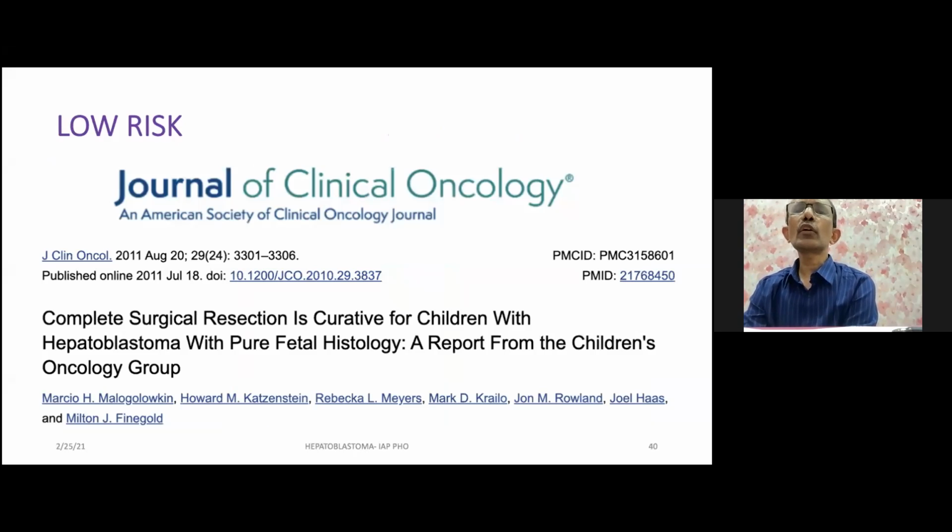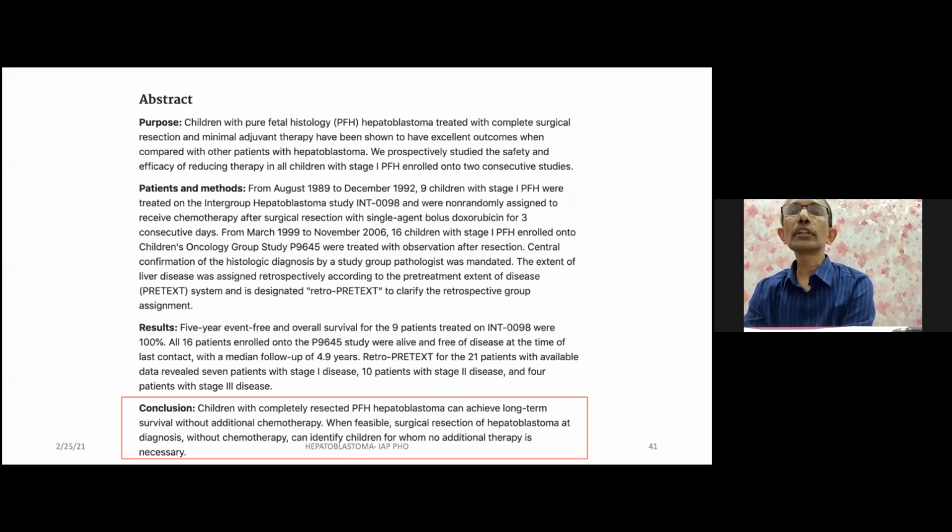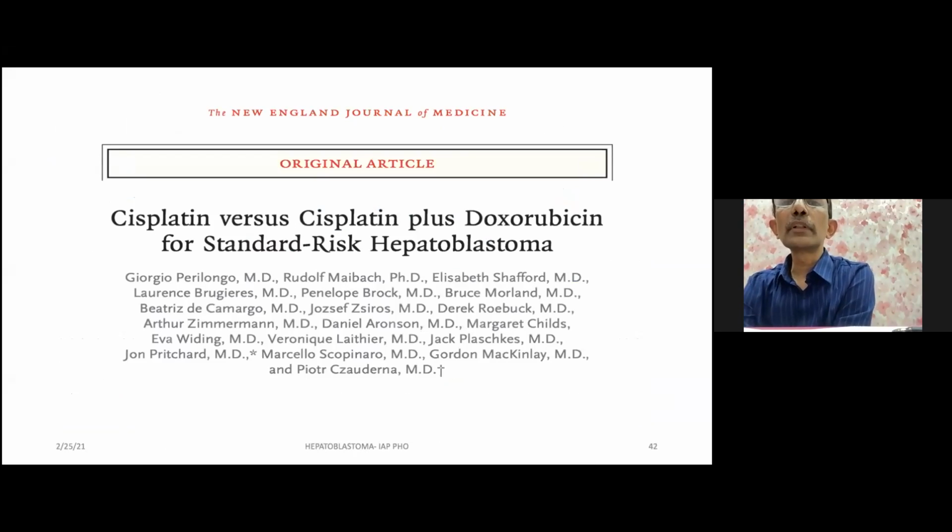Okay, so there is a concept that after a complete surgical resection with pure fetal histology hepatoblastoma and normalizing AFP, you can wait and watch. That was COG's recommendation. This is that study. And next comes PLADO versus monotherapy. There is significant evidence that monotherapy is enough. Again, coming to your tumor board, your institution, it's nothing wrong in quoting the exam that PLADO and also monotherapy.